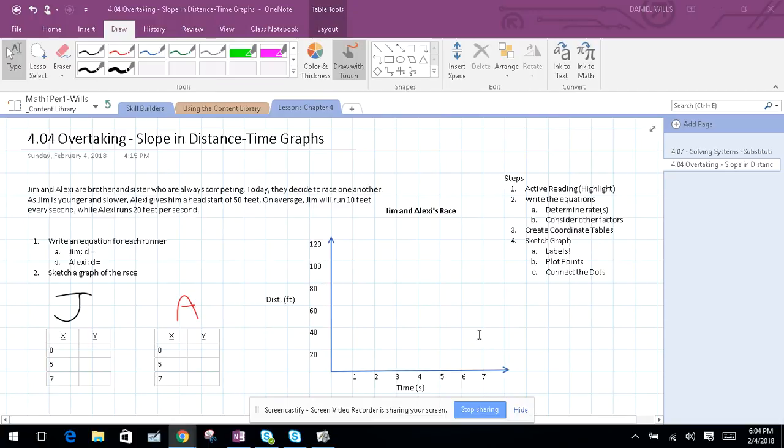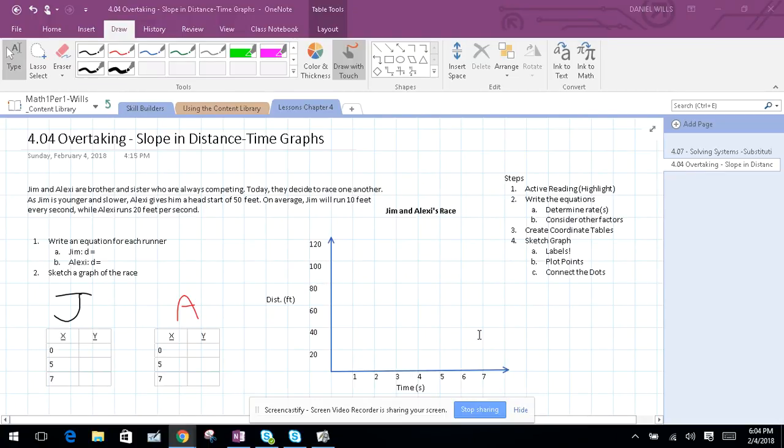Now, we've read the problem, we're going to go back and take a look at what actually matters to us. Because the problem asks us to write an equation for each runner and then to sketch a graph of the race. So if we read the first sentence, Jim and Alexi are brother and sister who are always competing. Does that really matter towards writing an equation or sketching a graph? No, it doesn't, so we move on. Next, today they decide to race one another. Again, this has no math in it, has no real bearing on solving the problem.